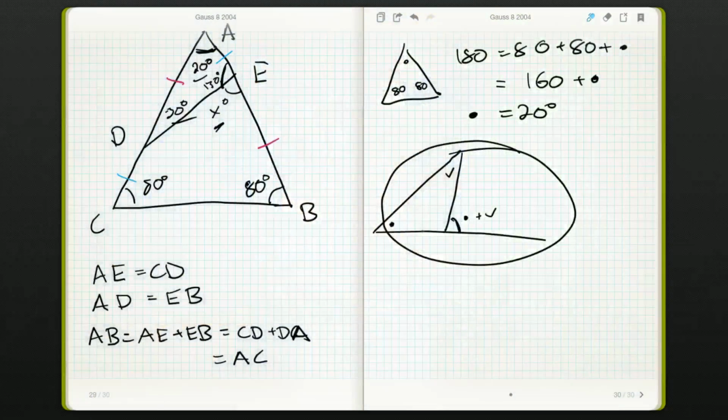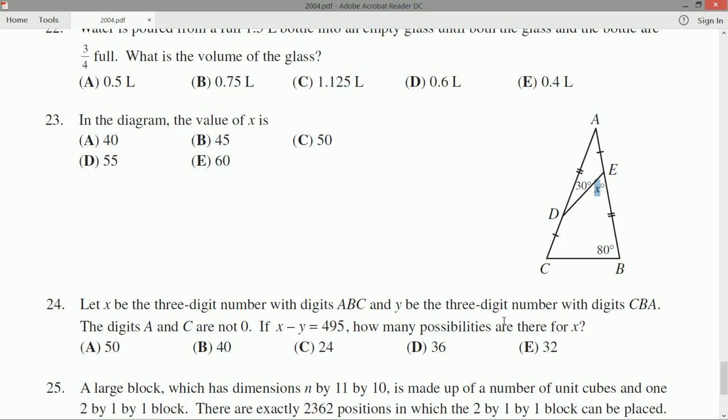Okay. So using this rule, we can see x is going to have to be 20 degrees plus 30 degrees, and that gives us x is 50 degrees. So 50 degrees, is that one of the answers? Geez, I hope it is. Yeah, C.